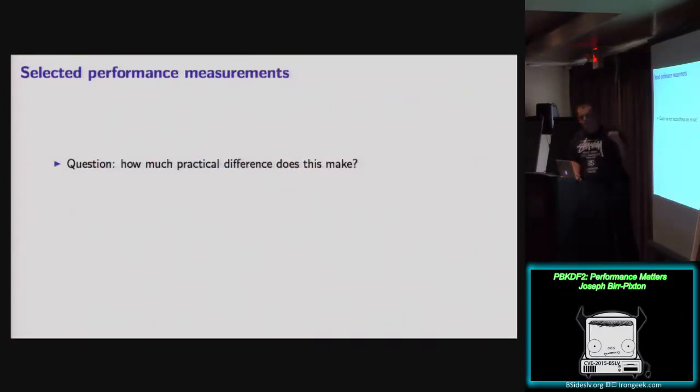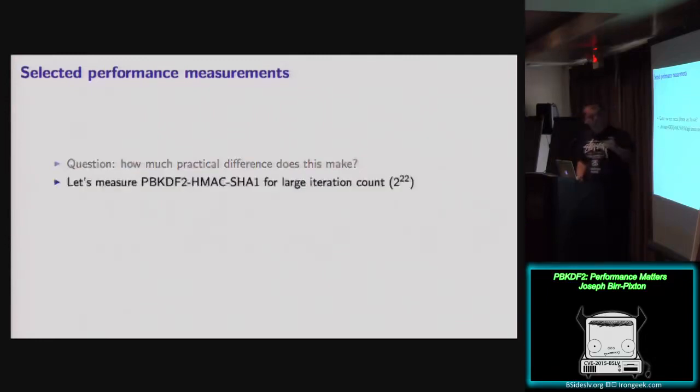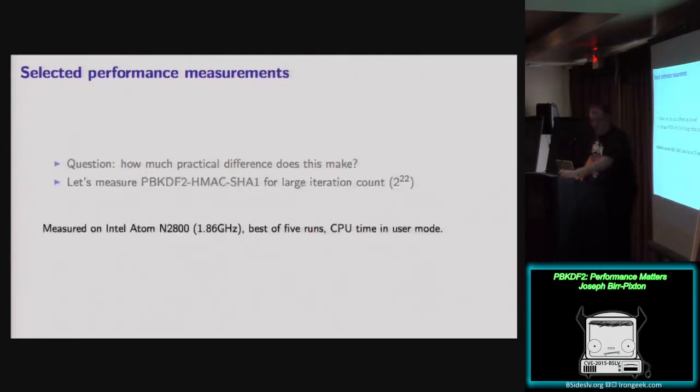The next question is, how much practical difference does this make? Does a 2-time advantage get lost in the noise? Is it covered over by other inefficiencies, by slow compression function implementations and stuff? So, well, let's measure it for huge iteration counts. This all scales linearly with iteration counts, so whatever.